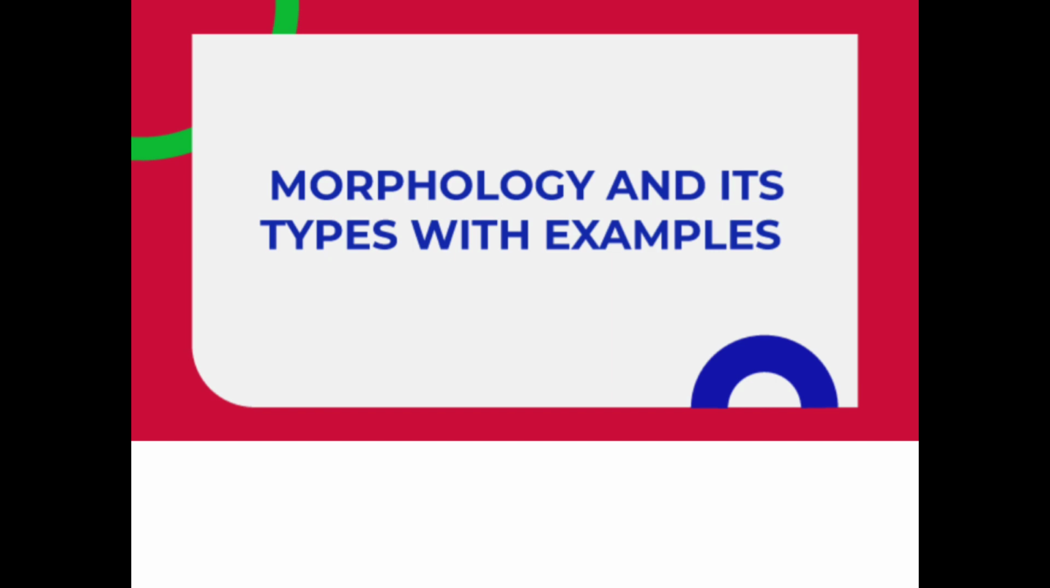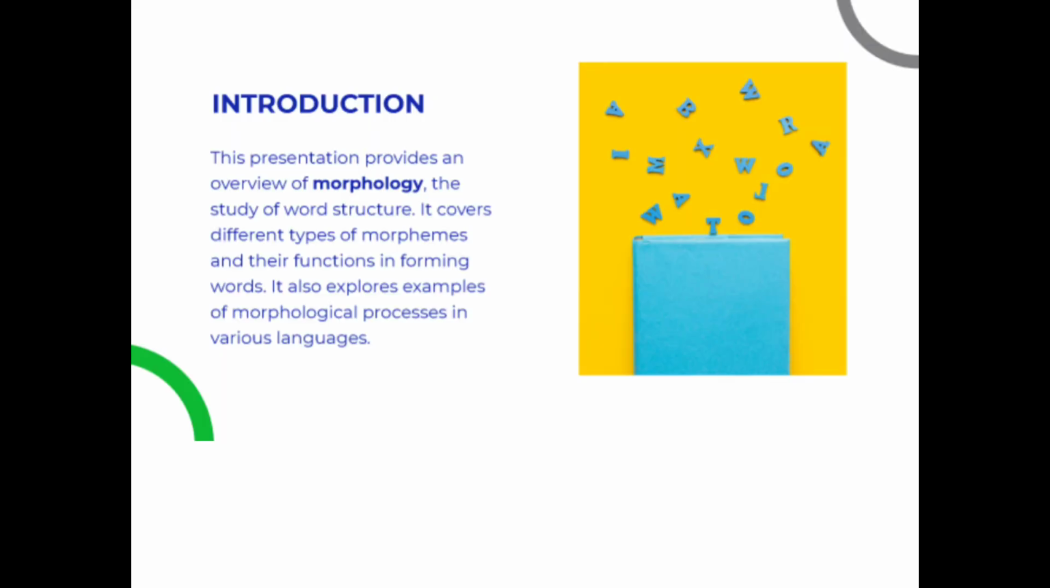Today's topic is related to morphology and its types with examples. In the previous video, we discussed semantics, types of semantics, syntax, types of syntax, and phonology, types of phonology. You will find those video links in the description. Watch those videos as well, that will help you. So let's get started.